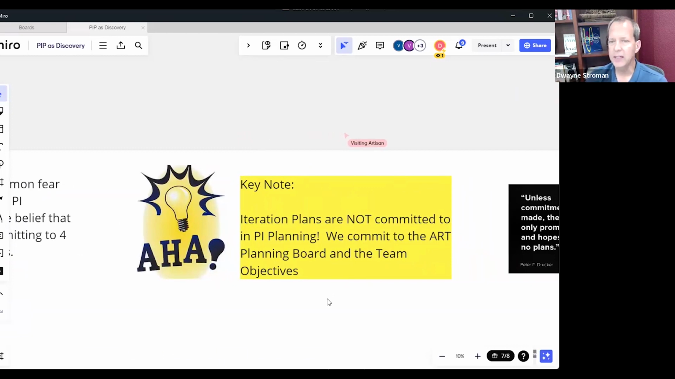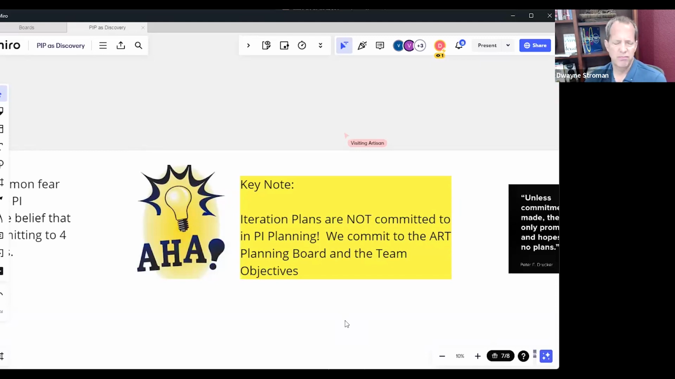Iteration plans are not committed to in PI planning. There are 2 things that teams commit to: the ART planning board, which has features and dependencies, and the team objectives. And since team objectives are many to many, perhaps with features, the objectives are what the teams are committing to. And it raises it up a level. So we have a higher level target, which allows flexibility underneath. It allows that iteration plan to flex as we learn. In my experience, coming out of PI planning, iteration 1 is probably fairly accurate.